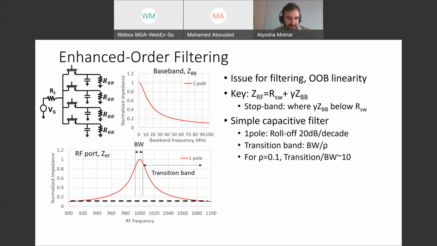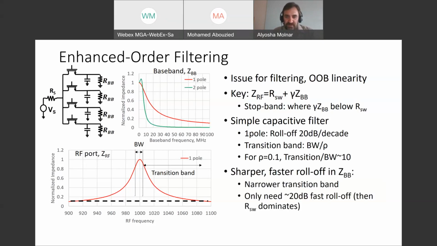I should also point out here that there's a lower bound that we care about, at least from the input impedance, which is that switch resistance, which sets the lower bound of input resistance. So once our baseband impedance drops below a certain point, it no longer really affects the input impedance because we're now bounded just by the mixer itself.